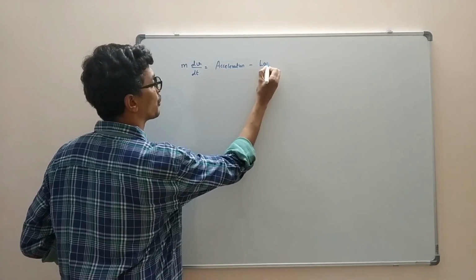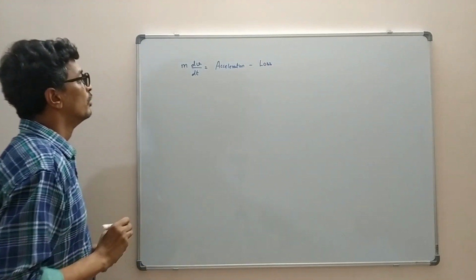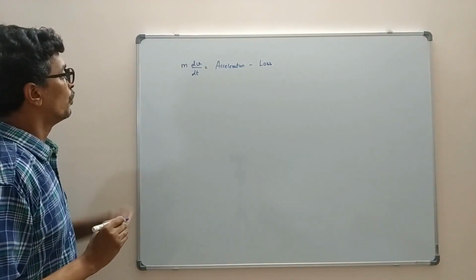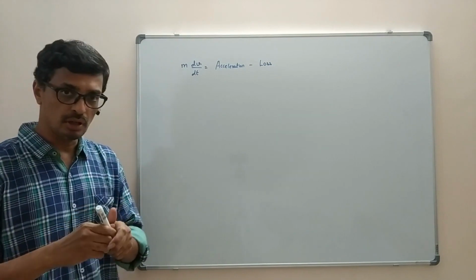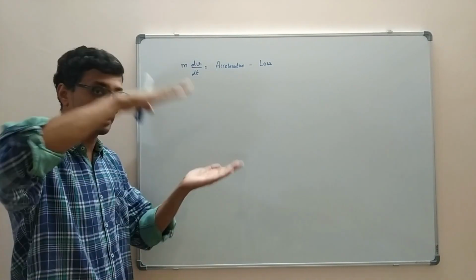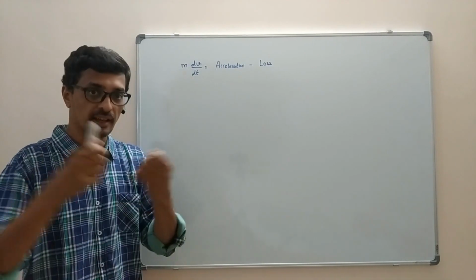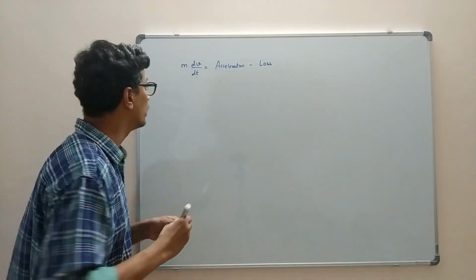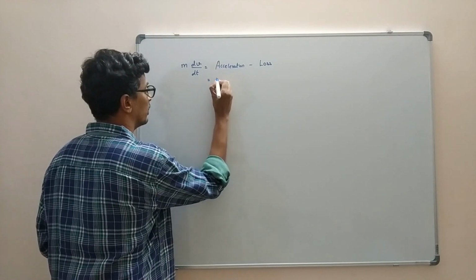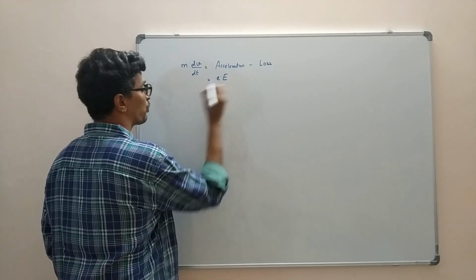minus the loss term. So now, what is acceleration? As we saw, as the magnetic field lines are convected into the neutral sheet, it is going to develop an electric field, and that electric field is going to accelerate the particle. So this is going to be nothing but my eE.